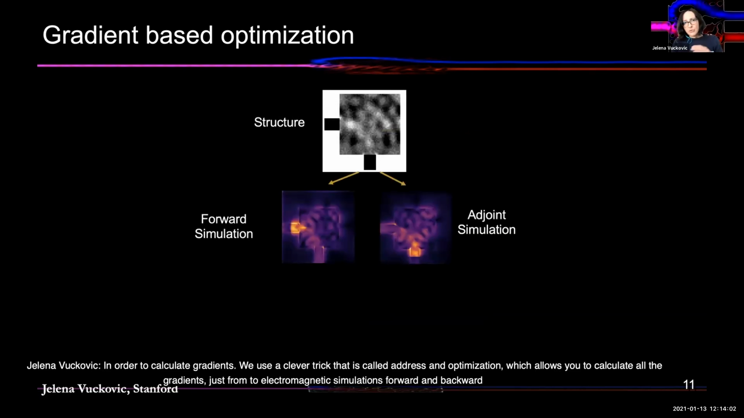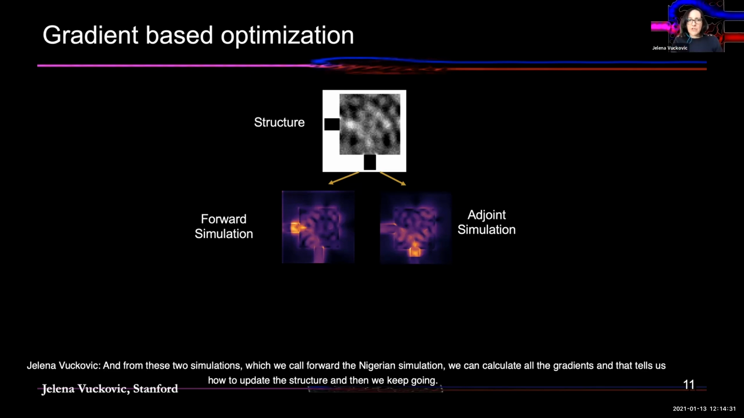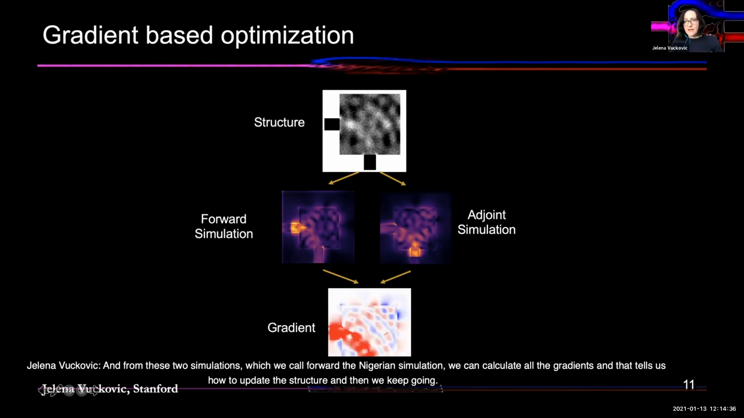And in order to calculate gradients, we use a clever trick that is called adjoint optimization, which allows you to calculate all the gradients just from 2 electromagnetic simulations, forward and backward simulation. And that has a lot of overlap with machine learning and backpropagation and neural network training. These are the same ideas, and people have written papers about that. But in our case, we just do 2 electromagnetic simulations. And from these 2 simulations, which we call forward and adjoint simulation, we can calculate all the gradients, and that tells us how to update the structure, and then we keep going.